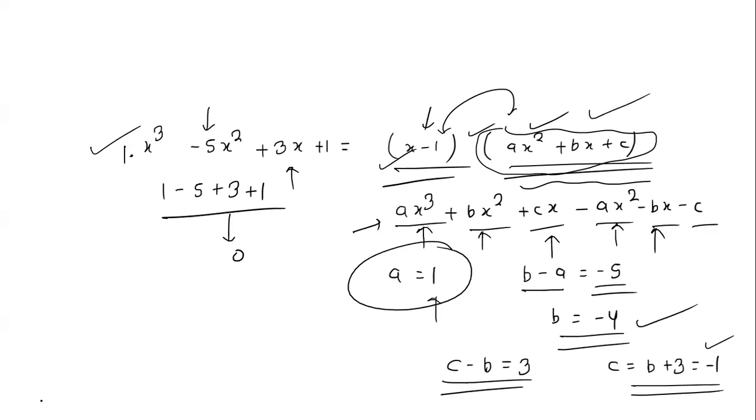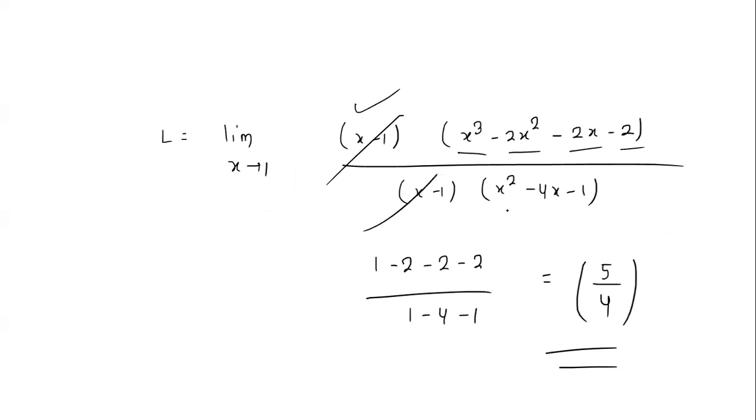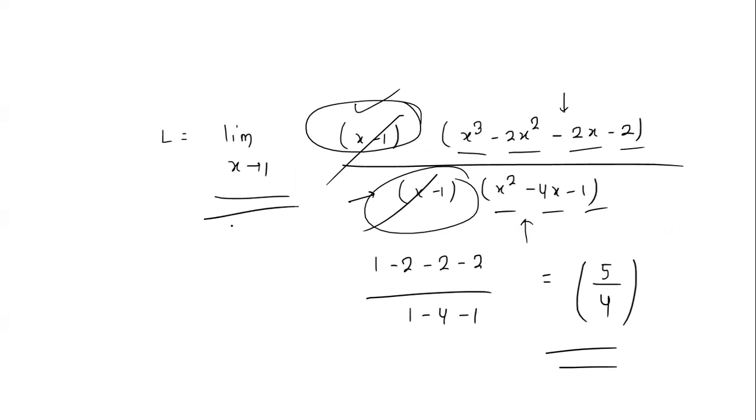Now you know all the coefficients a, b and c. You can put here like x square minus 4x minus 1, and here it is the factor x minus 1. Now you see in the numerator and denominator, this x minus 1 and this x minus 1 will cancel, and the remaining thing is this cubic factor in the numerator and this quadratic factor in the denominator. And now you put x is equal to 1, it will come like 1 minus 2 minus 2 minus 2, and here in the denominator 1 minus 4 minus 1, which is 5 by 4. So in this way we can solve this limit.